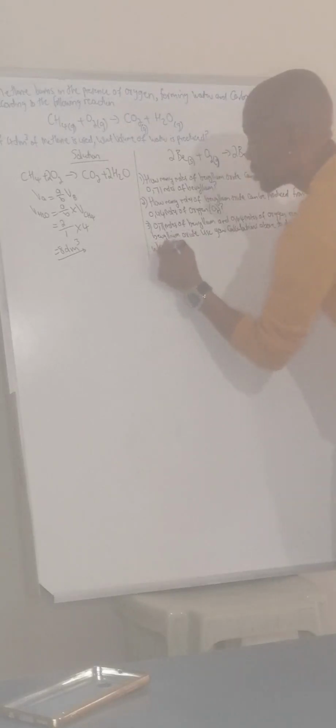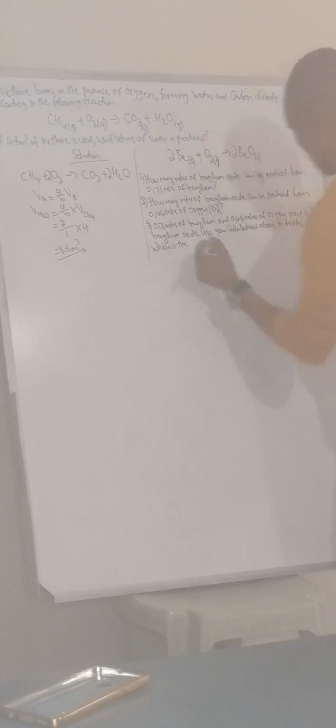To decide which is the limiting reagent. Use unrounded values. This is the question.